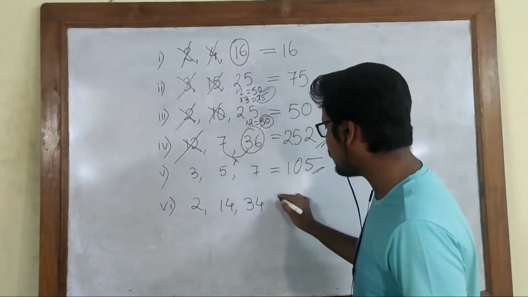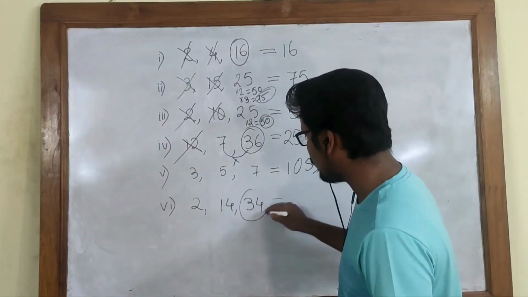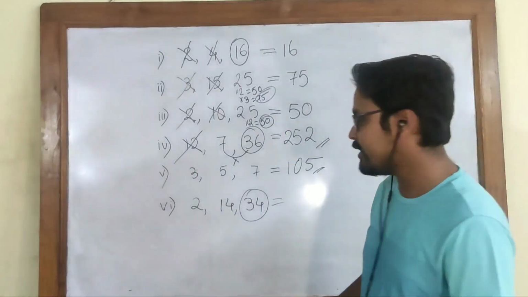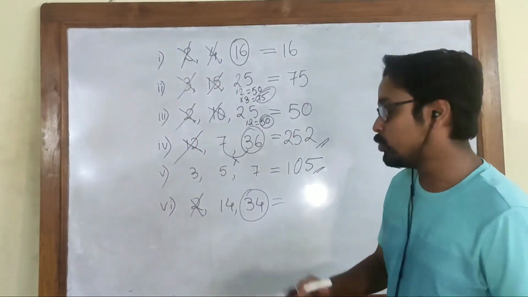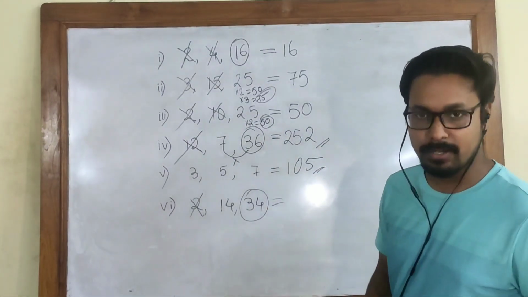Now let's see how I solved this one. So I have 34. Is 34 divisible by 2? Yes, give it a cross. But is 34 divisible by 14? No. So what we have to do? We have to start multiplying.